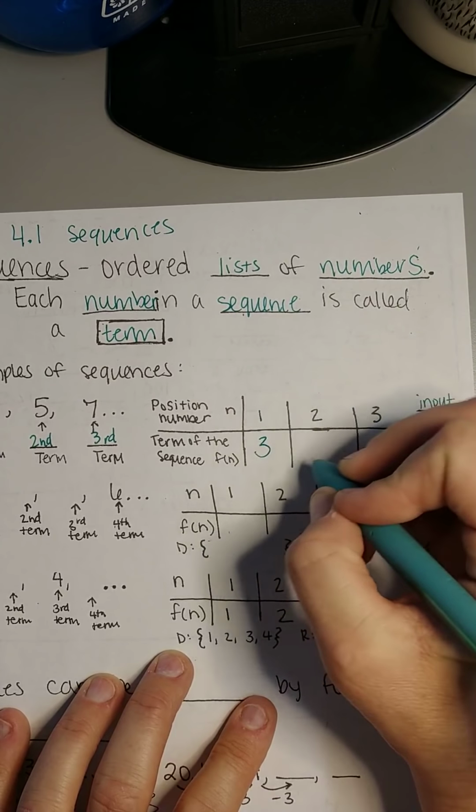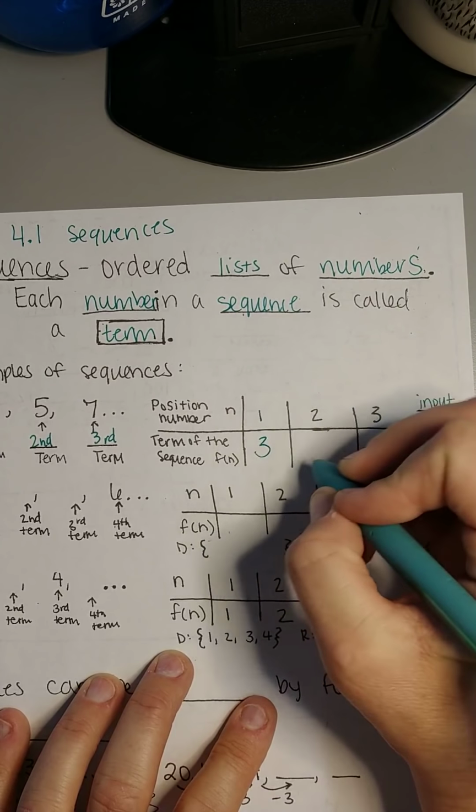So that's one example. Another example of a sequence, 21 is your first term, 16 is your second term, 11 is your third term, and 6 is your fourth term. We can extend this pattern if we wanted to. So my position number, 1, 2, 3, 4. What's my first term? It's 21. Second term, 16. Third term, 11. And fourth term, 6.